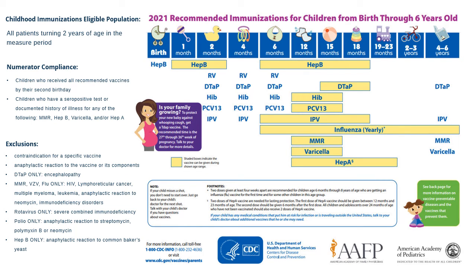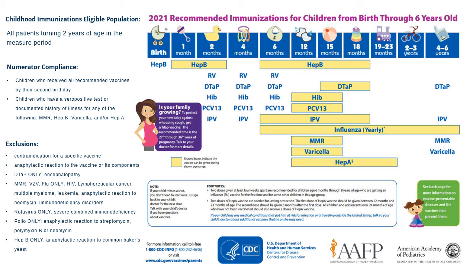Let's take a closer look at the childhood immunization measure. This measure includes all patients turning 2 years of age in the measurement period. To be numerator compliant, children must receive all recommended vaccines by their 2nd birthday. The CDC recommended vaccines include 4 DTaP, 3 polio, 1 MMR, 3 HIB, 3 Hep B, 1 varicella, 4 pneumococcal, 1 Hep A, 2 or 3 rotavirus, depending on the series being administered, and 2 seasonal flu shots.